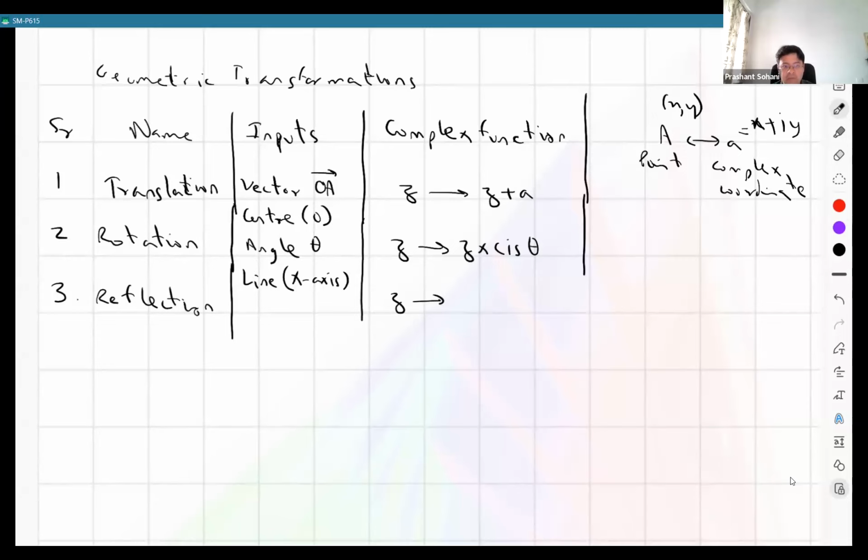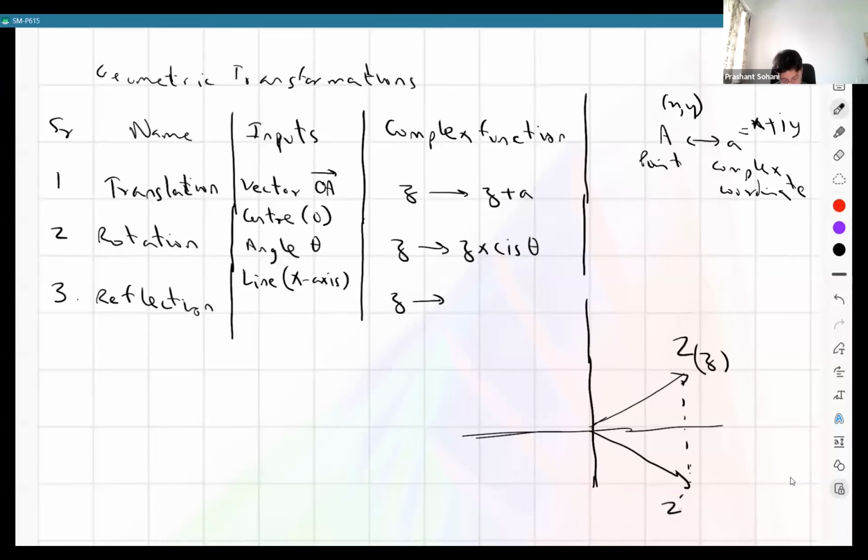Anybody knows the name of that operation? So what does the diagram look like? If this is my xy coordinate system, this is the original point Z, capital Z, whose complex coordinate is small z, and I'm going to reflect it in the x-axis, which means its mirror image is going to be somewhere over here. If I call that z dash.